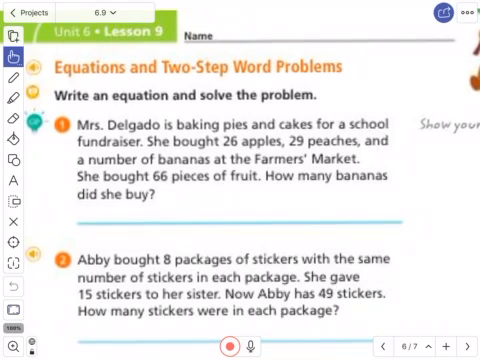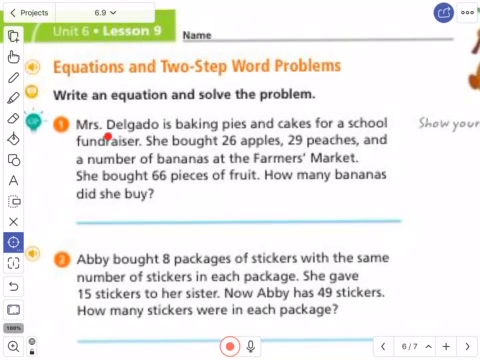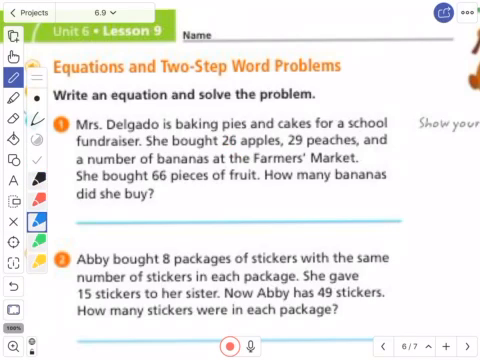So I'm just going to start by reading here. Mrs. Delgado is baking pies and cakes for a school fundraiser. She bought 26 apples. Get some underlining going here. She bought 26 apples, 29 peaches, and a number of bananas. Okay, don't know how many bananas she got. She bought 66 pieces of fruit. So it sounds like she bought 26 apples, 29 peaches, and then some bananas, but in all 66 pieces of fruit. Well, that's my total then. How many bananas did she buy?